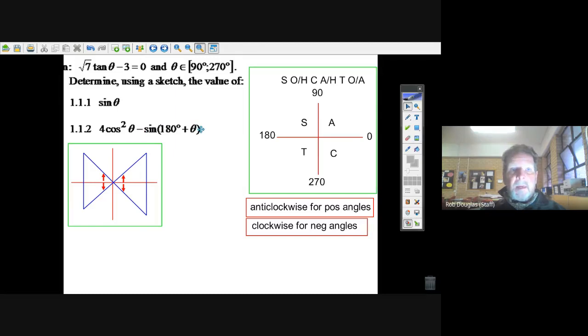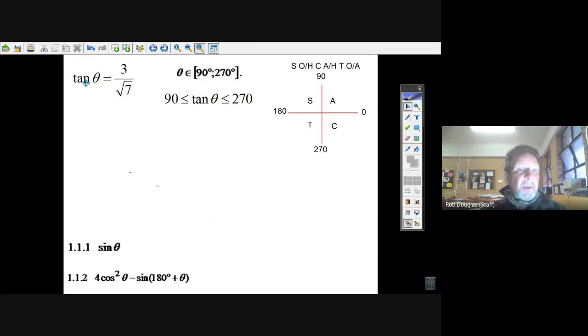Okay, so the first thing you've got to do with this root 7 tan theta minus 3 is find out what tangent theta is. So you just solve the equation. You add 3 to both sides and you divide by root 7. Then you'll get that tangent theta is equal to 3 over root 7.